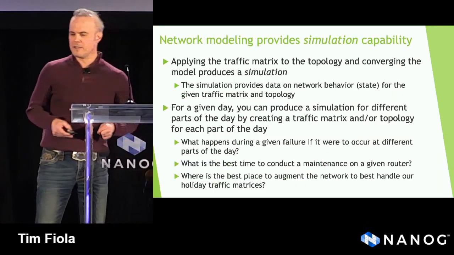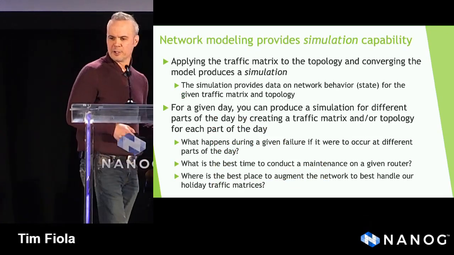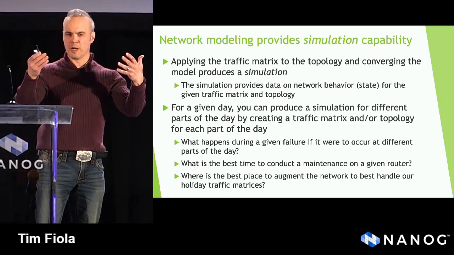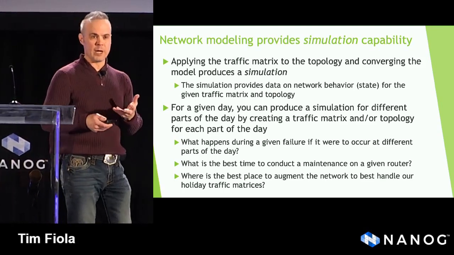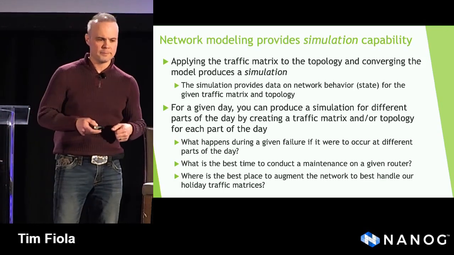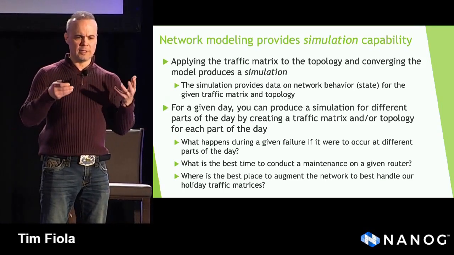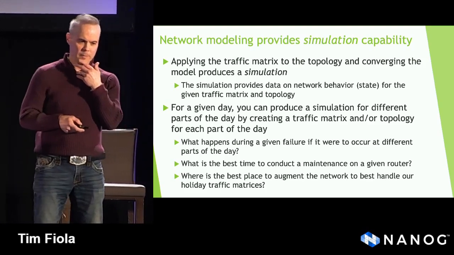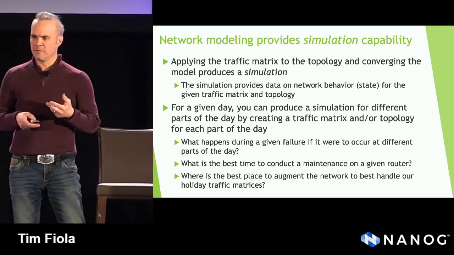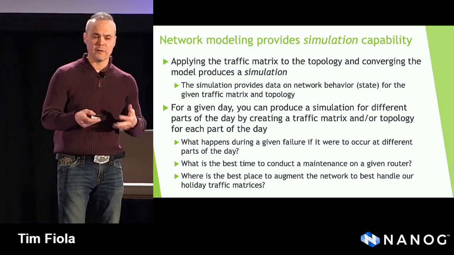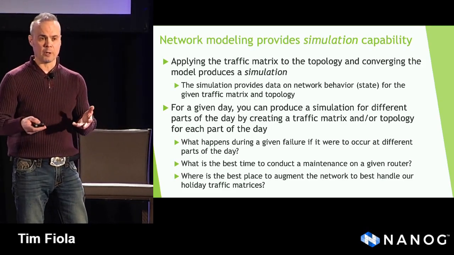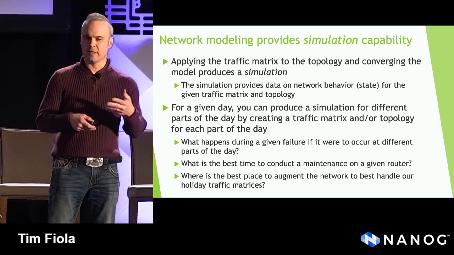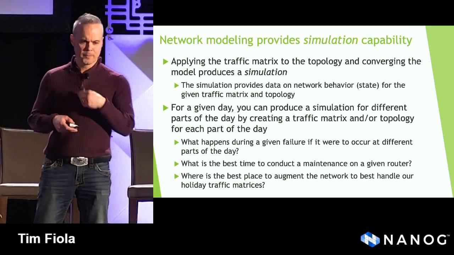So network modeling provides simulation capability. And what is a simulation? Apply your traffic matrix to your topology. The way the traffic routes is widely understood, so you just simply route the traffic demands the same way your network would. This gives you data on the network state for the simulation. So on a given day, you would have different traffic matrices for your network, and you would have different network states you would model throughout the day for your network to understand how your WAN will behave different parts of your day if it encounters a failure or a topology change.